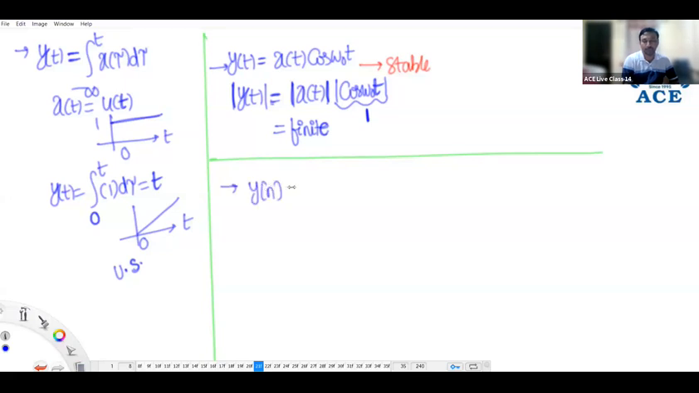E power xn, a discrete system. Now you respond. E power xn. Yes or no? Very good. Most of you have given the correct answer. Stable system.